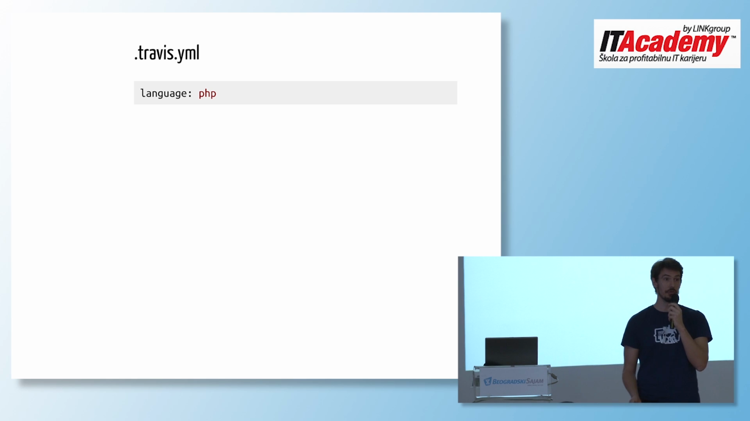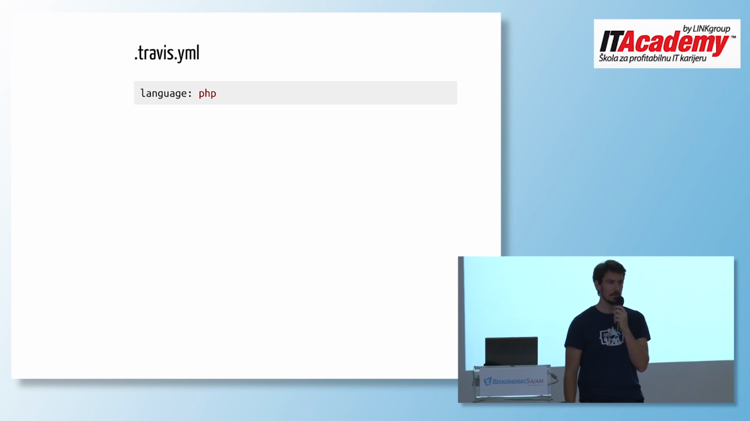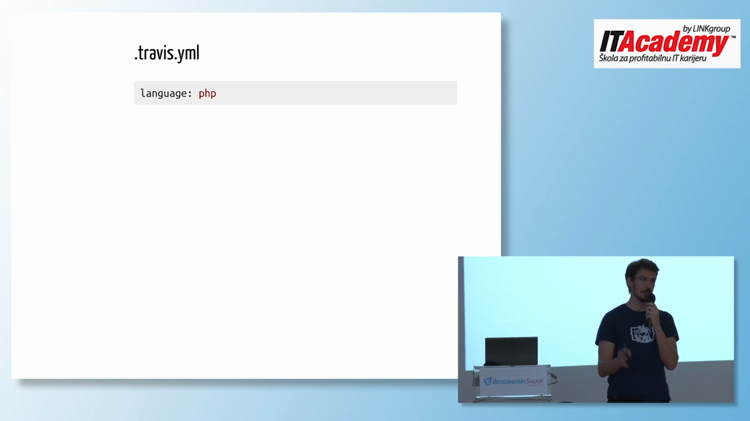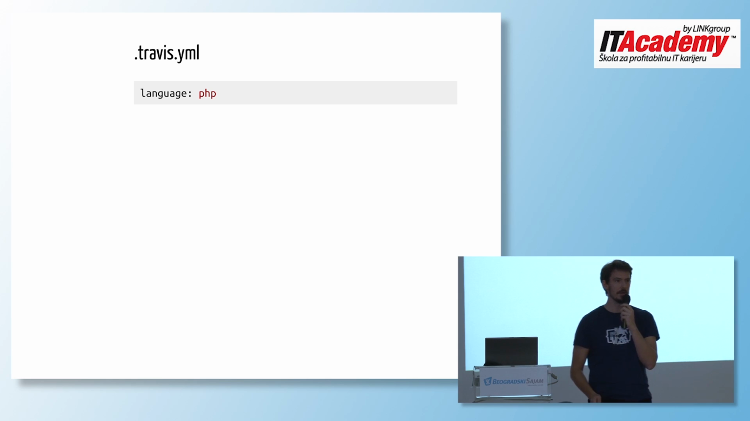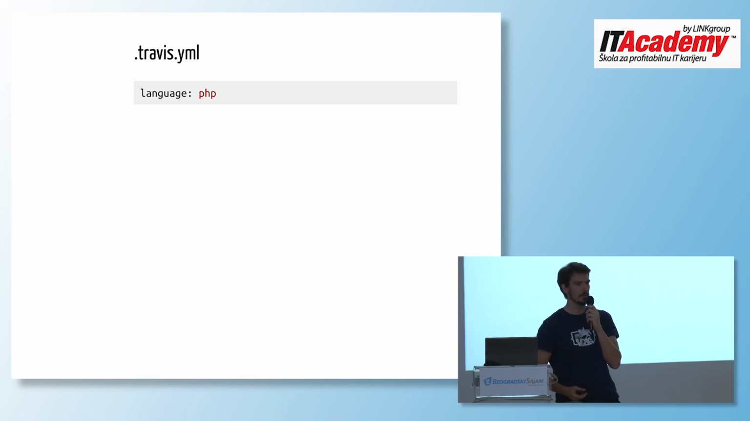This is the minimal configuration you need. You just need to tell it the language of my project is PHP. And some defaults will be inferred from this, we'll see later. But this means that Travis will know how to run your tests, basically.